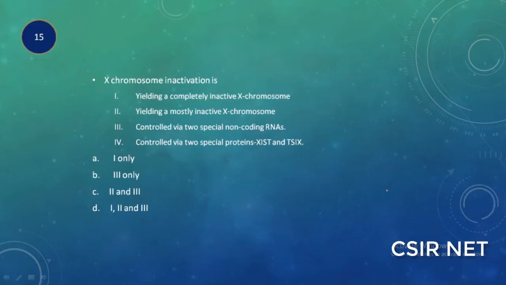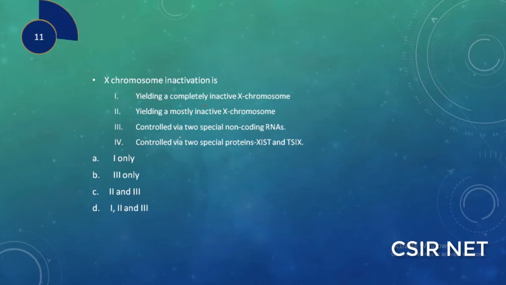Next question. X chromosome inactivation is. And these are your options. 1, yielding a completely inactive X chromosome. 2, yielding a mostly inactive X chromosome. 3, controlled via two special non-coding RNAs. 4, controlled via two specific proteins, GIST and P6. These are the four options: only 1, only 3, only 2 and 3, and 1, 2, 3. Your time starts now.